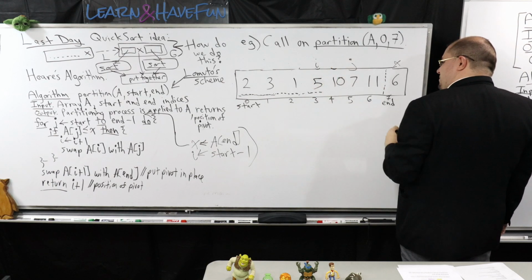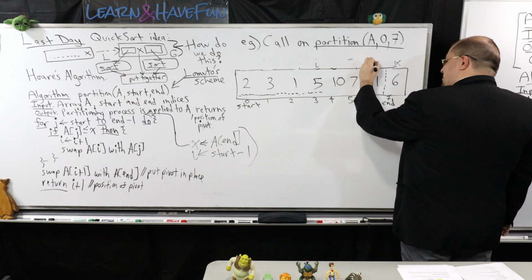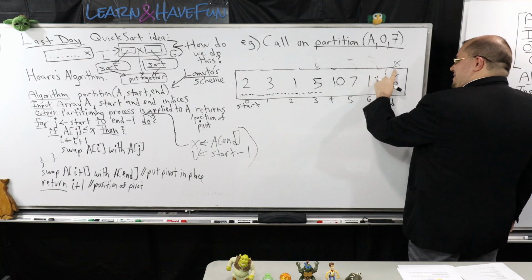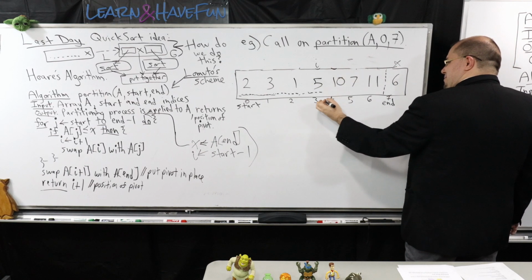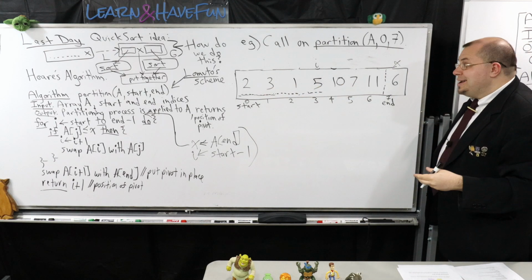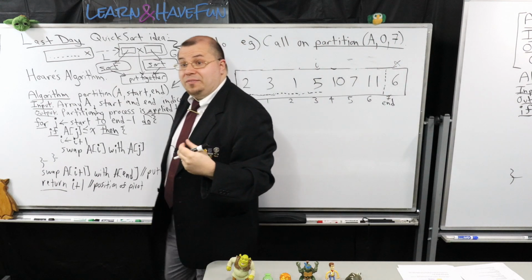Got J here. Okay, that's 7. That's bigger than the pivot. No swap. Bigger than the pivot. No swap. Now, look at this. Watch this. Remember, everything less than or equal to the pivot is up to position I. So everything after that is larger than the pivot or is the pivot itself.